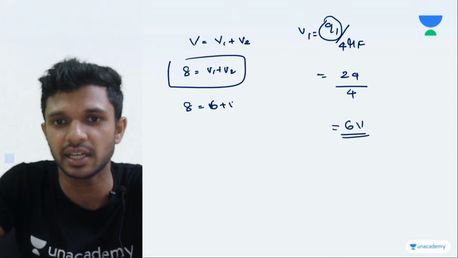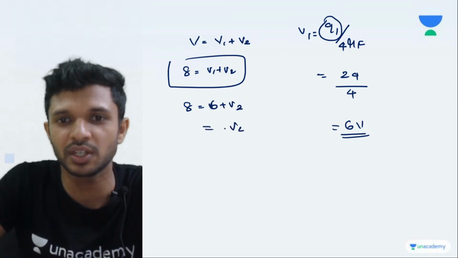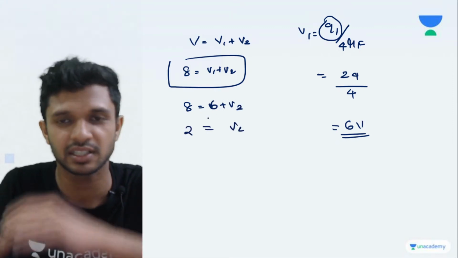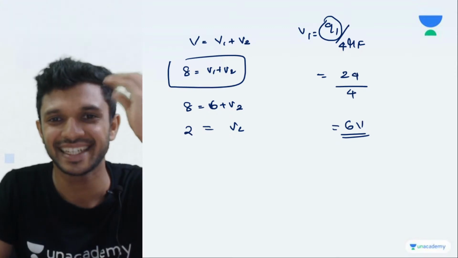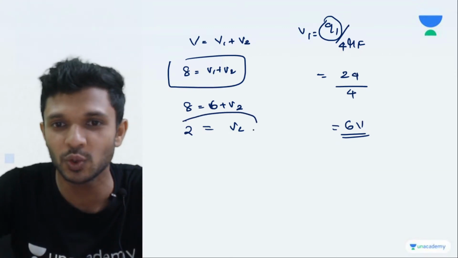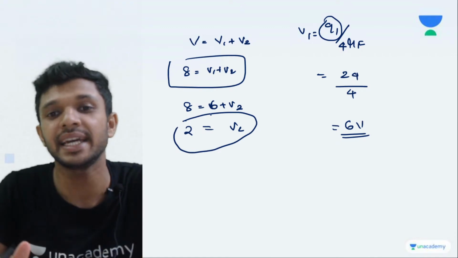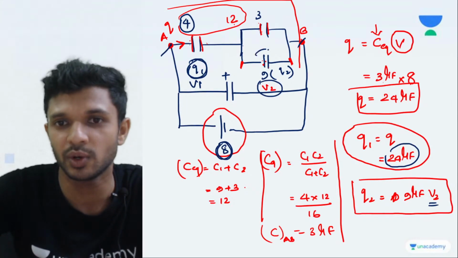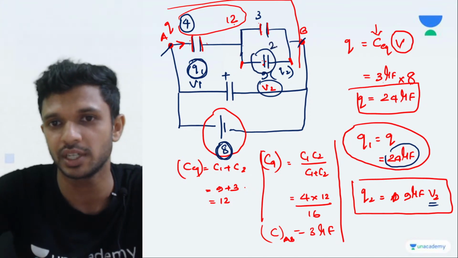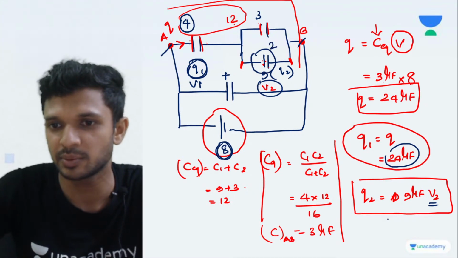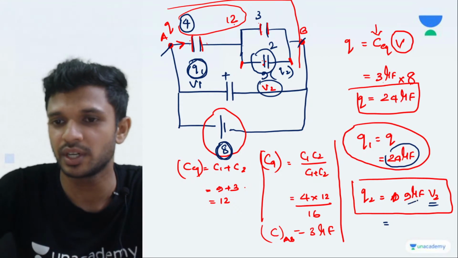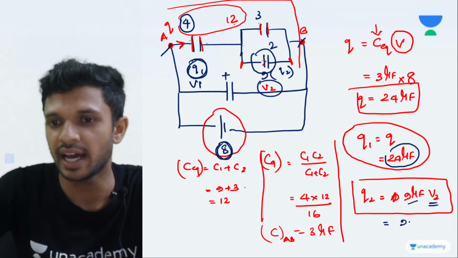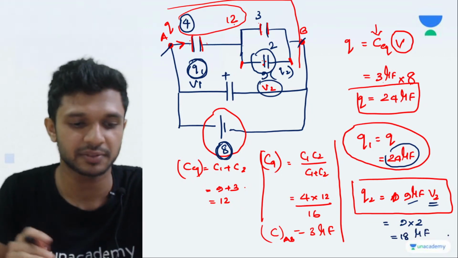That is 6 plus V2. So V2 is equal to how much? 8 minus 6 is equal to 2 volt. Which means the voltage across this capacitance, V2, is equal to 2 volt. If you know that, substitute here. Q2 is equal to 9 times V2. 9 into 2, 9 twos are 18 microcoulomb.